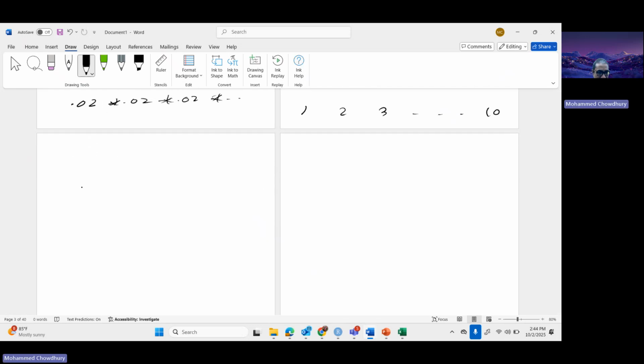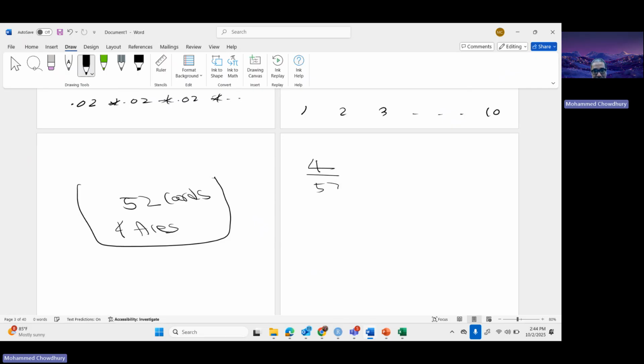So this is the box. In this box, those 52 cards are in there, and there are 4 H's, right? So I take the first one, which is 4 over 52, because there are 4 H's. Then I cannot replace it back, so the next one is 3 over 51. The next one is 2 over 50. That is the answer. Clear, right?